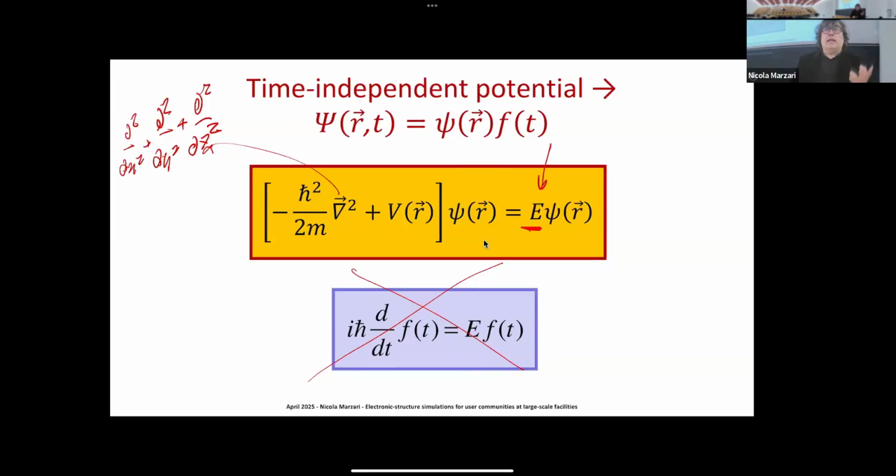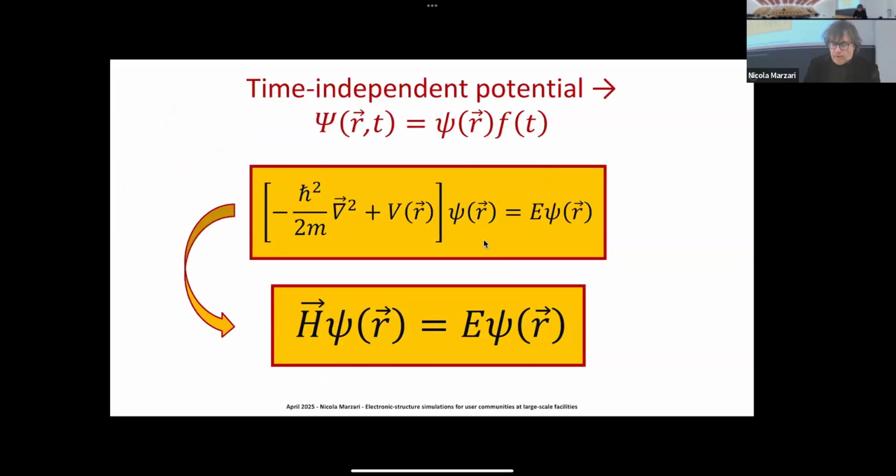Already, if you have 2 electrons like the helium atom, you are stuck. You can't do anything analytically. And so the question is really, how can we deal with problems of real complexity?